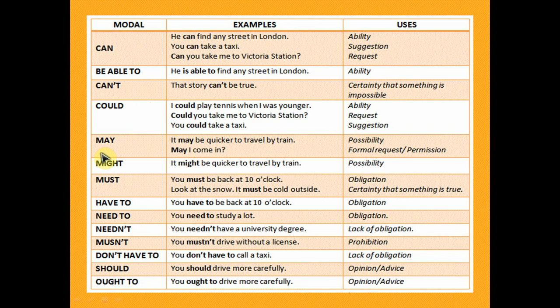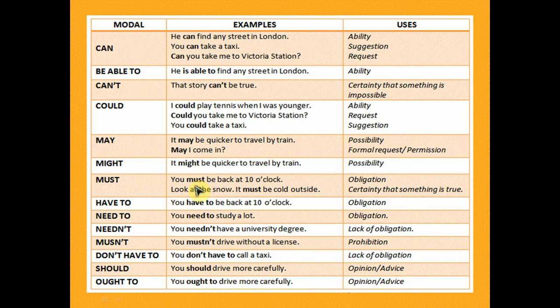May. I use may to talk about possibility or formal request or permission. For example, it may be quicker to travel by train. May I come in? Might. I use might to talk about possibility. For example, it might be quicker to travel by train. Must. I use must to talk about obligation or certainty that something is true. I'm sure that something is true.